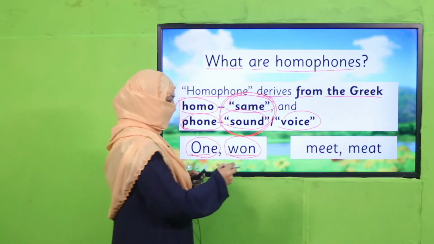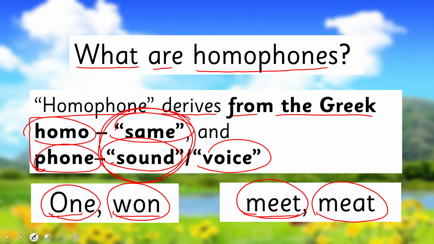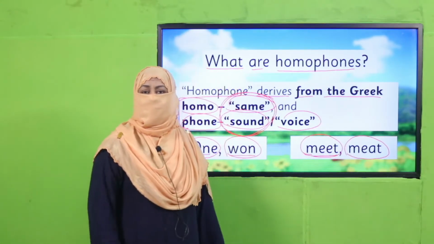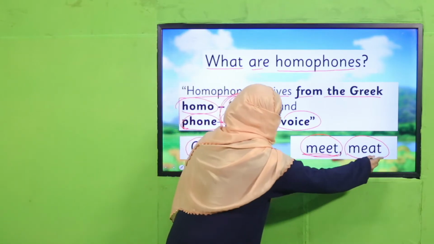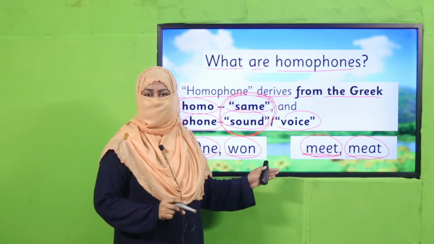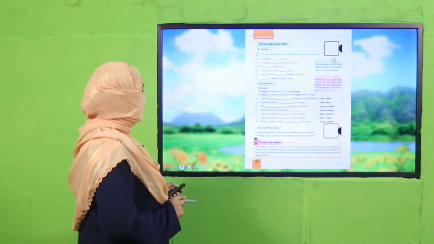Likewise, meet and meet. What does this meet mean? When we meet with each other, Assalamu alaikum, that meet. And what does this meet mean? It means the meat we eat. All right. So these two words sound same, but they are different. Such type of words are called homophones. Right? There are more examples.